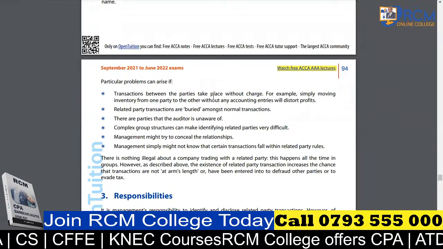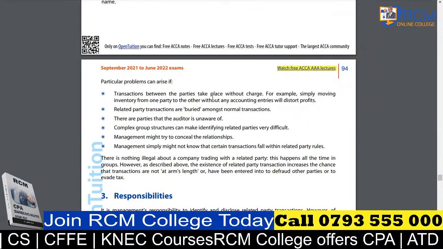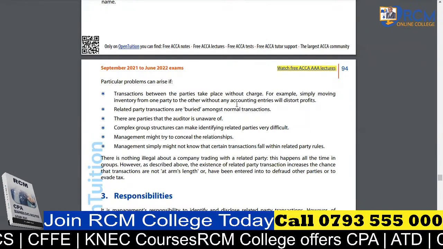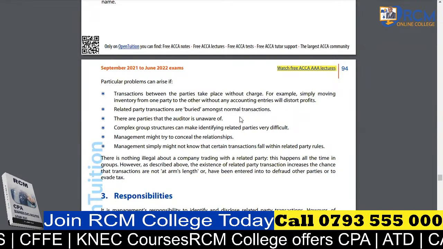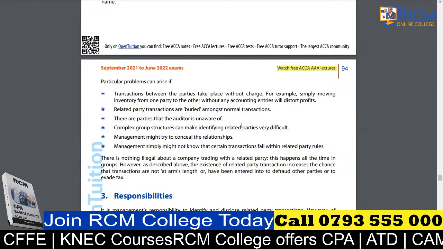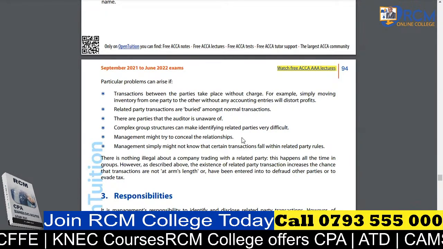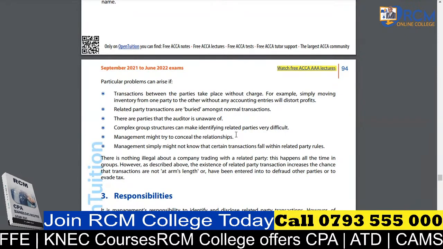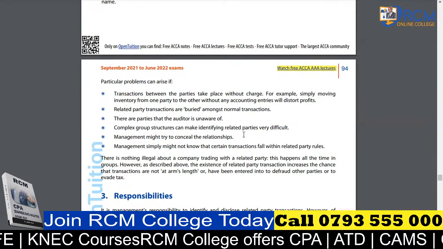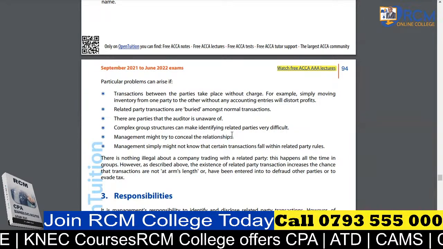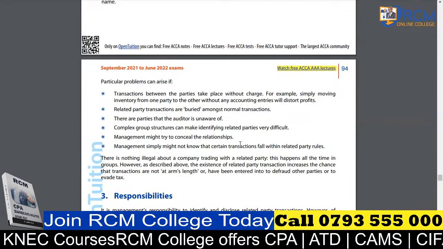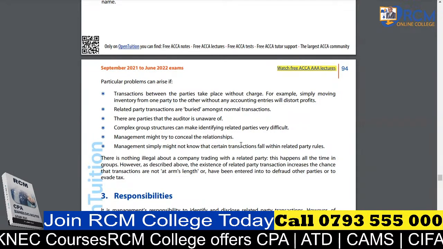Number two, related party transactions are buried amongst normal transactions without you disclosing. There are parties that the auditor is unaware of, and complex group structures can make identifying related parties very difficult. Management might try to conceal the relationships, especially when directors are giving themselves company vehicles, right? Somebody assigns their wives assets belonging to a company. They would not want to disclose the husband-wife relationship. Management simply might not know that certain transactions fall within related party rules.